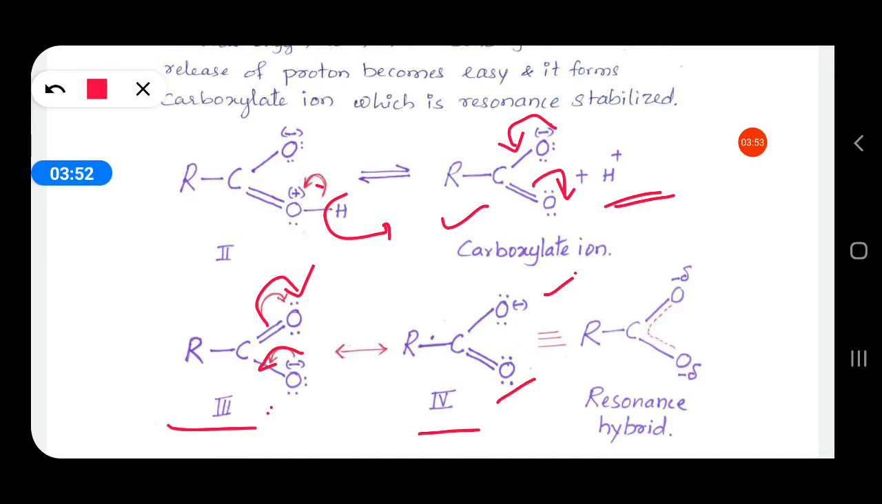Simultaneously, because the structure is the same on both sides, we can write the resonance hybrid of this carboxylate ion like this. Both the oxygens acquire a slight negative charge and both have a partial double bond. So this is a resonance hybrid, and by forming this type of resonance hybrid, the carboxylate ion is stable.